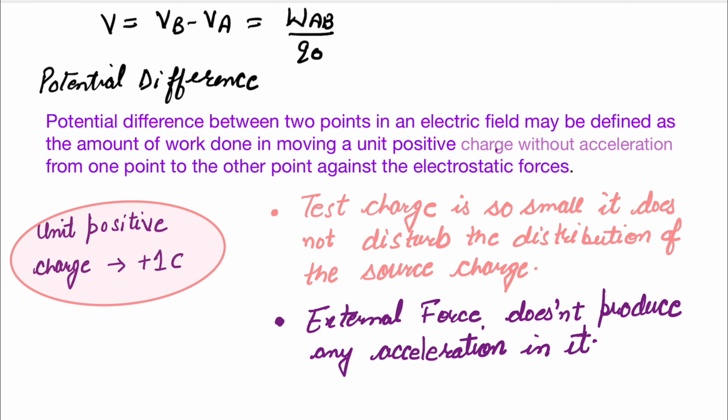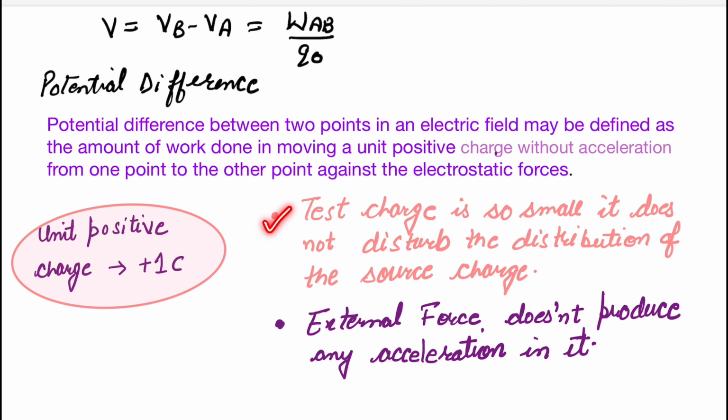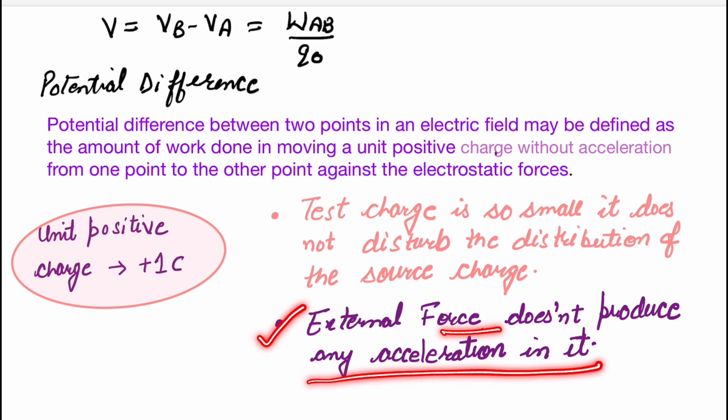Now, the unit positive charge, the word is used over here. What do you mean by unit positive charge? Unit positive charge is plus 1 coulomb charge. Unit means plus 1, right? So, the test charge is selected in such a manner that it is so small, it will not disturb the distribution of source charge. Secondly, the external force doesn't cause any kind of acceleration of the test charge.